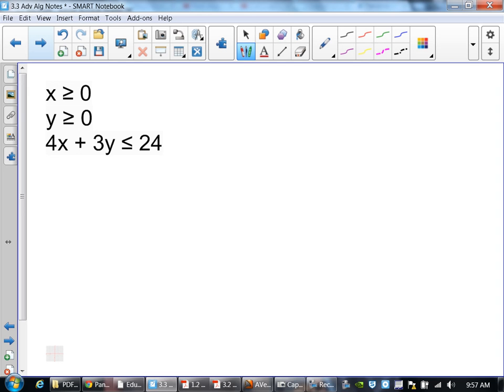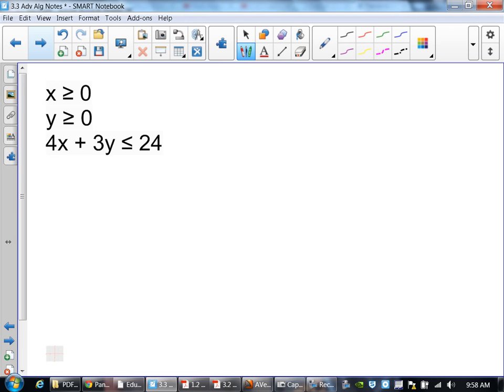Now, if I'm looking at this, it says x is greater than or equal to 0, y is greater than or equal to 0, and then I have the standard form equation, 4x plus 3y is less than or equal to 24. Now, what side of an xy grid gives you values that are x is greater than 0? Everything to the right. Now, what part of the grid gives you everything that is y is greater than 0? Everything up. What would be the overlap of those two parts? The first quadrant, right? Quadrant 1, everybody okay with that?